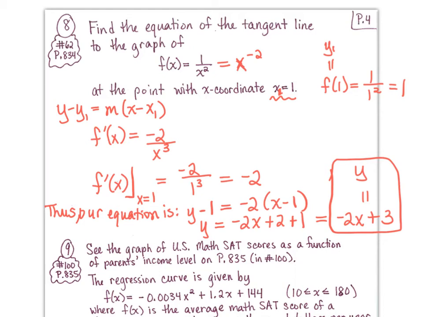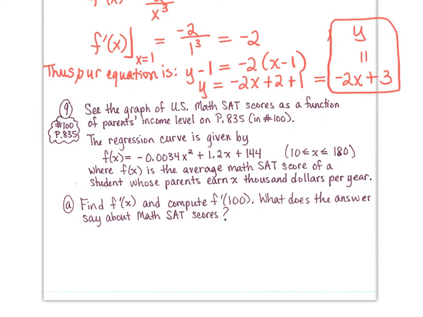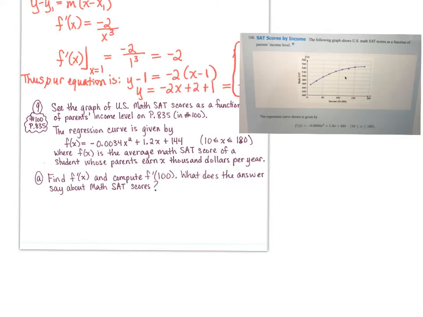No questions? All right, let's keep it moving. So for example 9, it says, see the graph of U.S. Math SAT scores as a function of parents' income level on page 835, which is number 100 in your textbooks. This is the graph here.